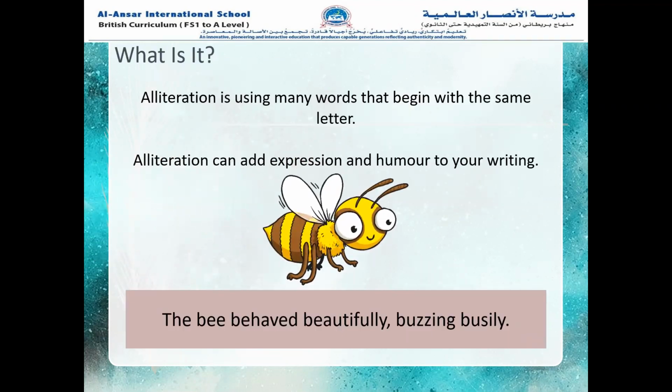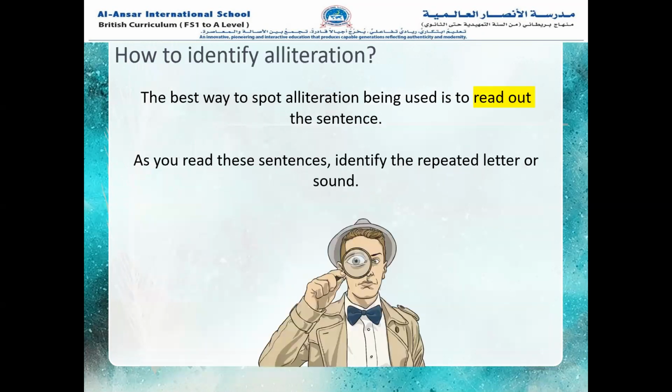Now, what is alliteration? Alliteration is using many words that begin with the same letter. Alliteration can add expression and humor to your writing. Let's read this example of the bee at the bottom. The bee behaved beautifully, buzzing busily. Doesn't that sound interesting and funny? And gives us so much information about what the bee is doing.